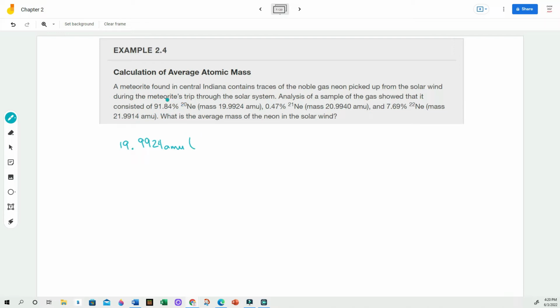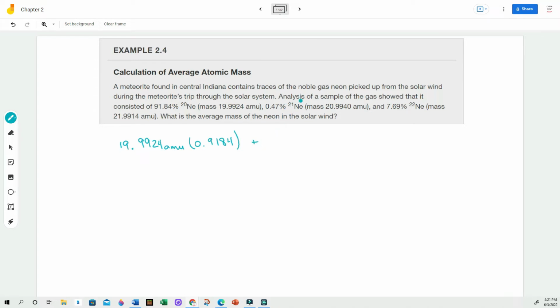So instead of 91.84%, I'm going to move that decimal 2 places to the left, and there is my decimal. So I hope that makes sense. All I've done is I have divided by 100 to convert it from a percent to a decimal. Okay, so that is my first term for neon-20.